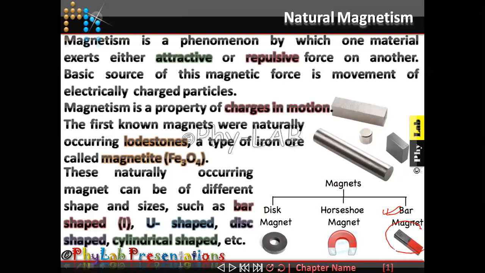Other forms of magnets that are available to us are the U-shaped magnet, the cylindrical shaped magnet, or a disc shaped magnet. But today, and for class 12th, as per your ISC syllabus, we are going to confine ourselves only and only to the bar magnet. So every bar magnet that you will be observing in the lab or that you will be using in the lab will be an ore of iron, especially magnetite.